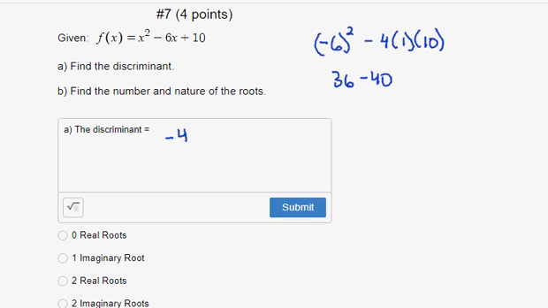What does that tell us about the number and nature of our roots? We have a negative, so we're going to have 2 imaginary roots. Whenever we have imaginary roots, they're going to come in conjugate pairs, as we've seen before with our plus and minus something i.